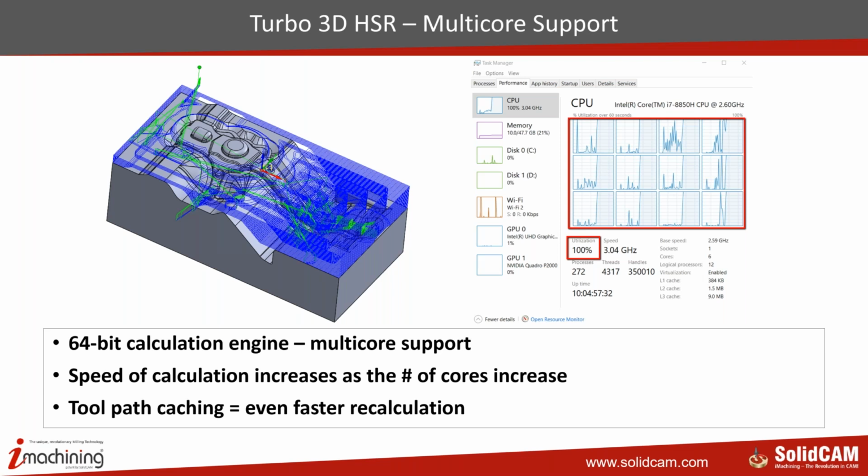It also does toolpath caching. Suppose you have done the calculation and you would like to change a parameter, like reducing your depth of cut or step over. When you do the changes and recalculate, the recalculation happens at lightning speed because the toolpath caching is already done. It saves all of that in memory, so the recalculation is done at lightning speed.